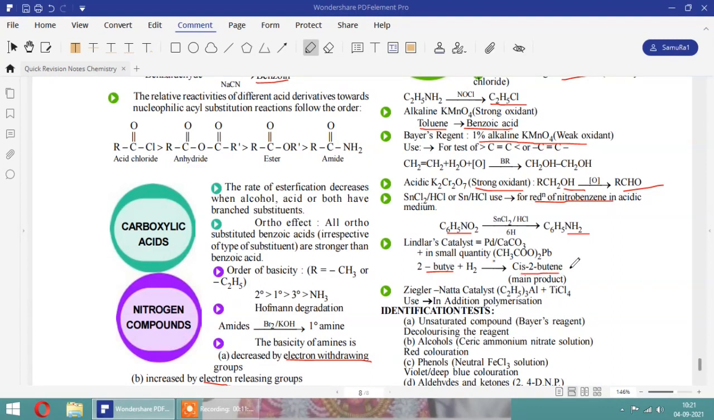Ziegler-Natta catalyst, (C2H5)3Al plus TiCl4, is used in addition polymerization reaction. In preparing polyethylene, we are using Ziegler-Natta catalyst.